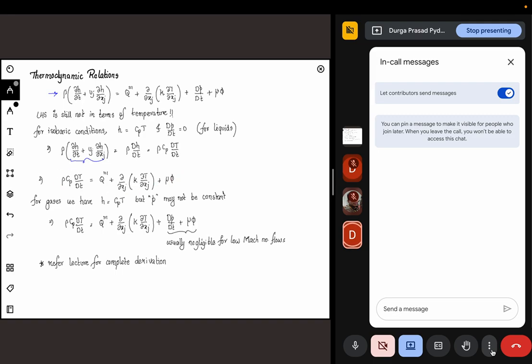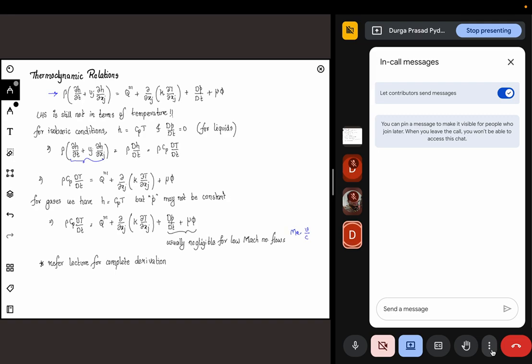Now, when we have gases where P may not be constant, which means this dp by dt term may not be zero, then you will have that additional term here. But usually for low speed flows, even though gases are highly compressible, when the Mach number is very low, Mach number being basically the velocity with respect to the speed of sound in that particular medium.